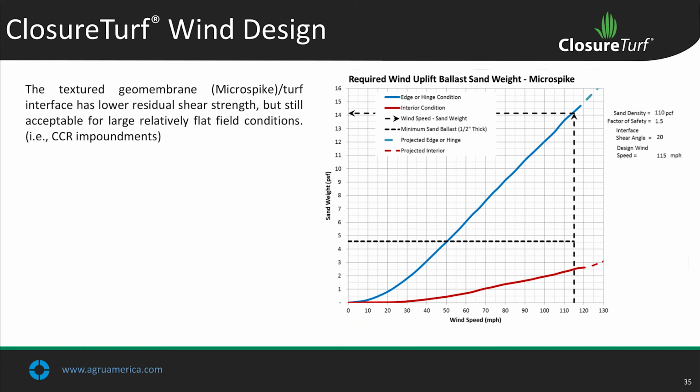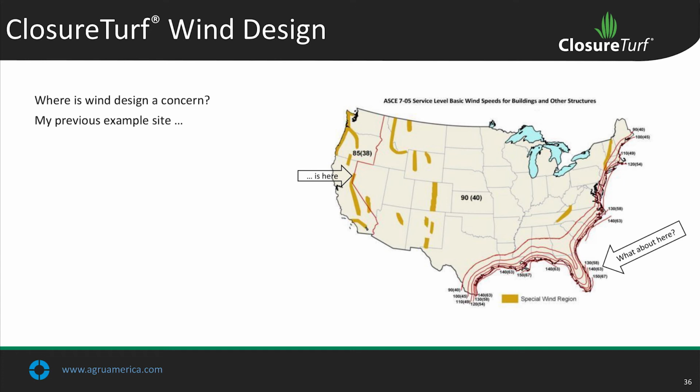Now, texture geomembrane microspike needs a little bit more sand, up to 14 pounds per square foot along hinge or top of slope conditions, and then the 4.5 half-inch thick sand layer is still sufficient for interior or field conditions under these same conditions at wind speed 115 miles per hour.